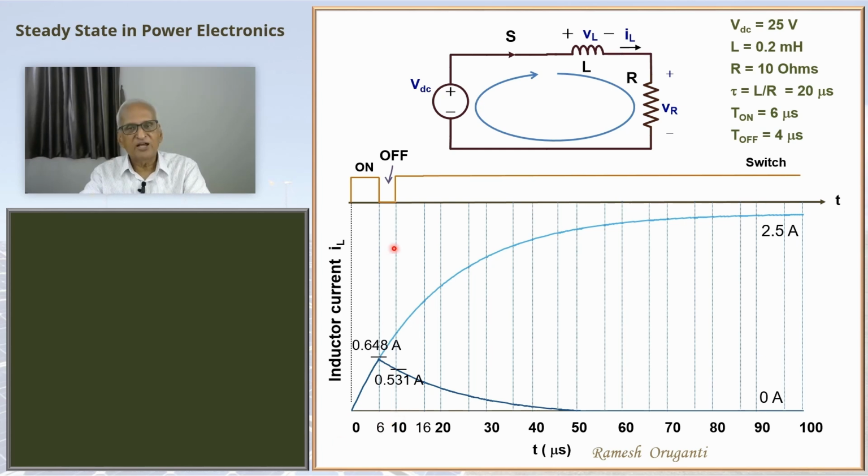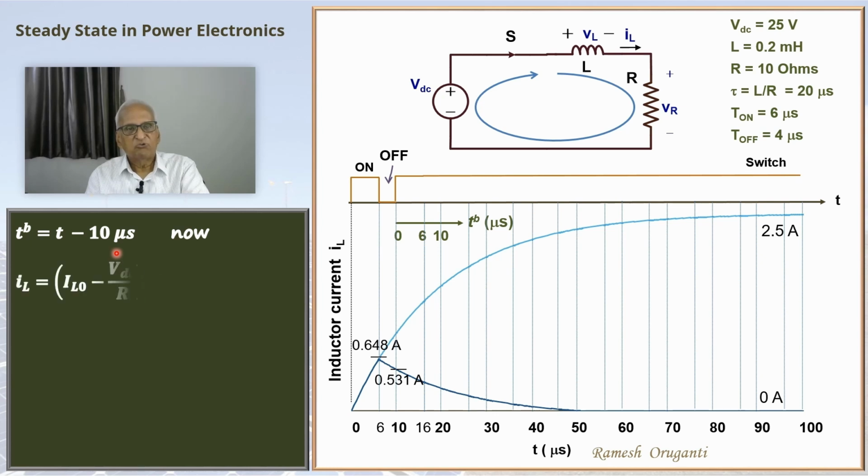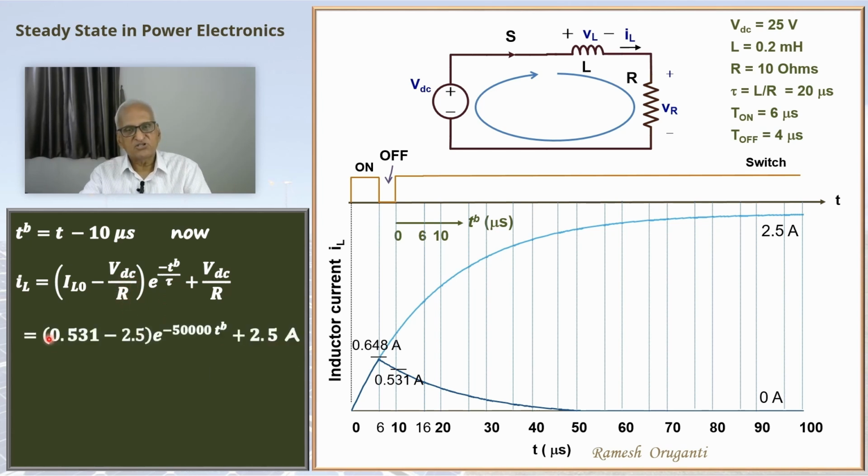I'm making a new time scale TB, which starts at t equal to 10 microseconds and follows. So TB will be t minus 10 microseconds. Now I can write the equation that we got earlier for the LR circuit fed by a voltage source. Only I'm replacing the t with TB and then plugging in the values. ILO is 0.531 amperes, VDC is 25 volts and so on. I will get the equation for IL. This is similar to the case 2 current we got earlier.